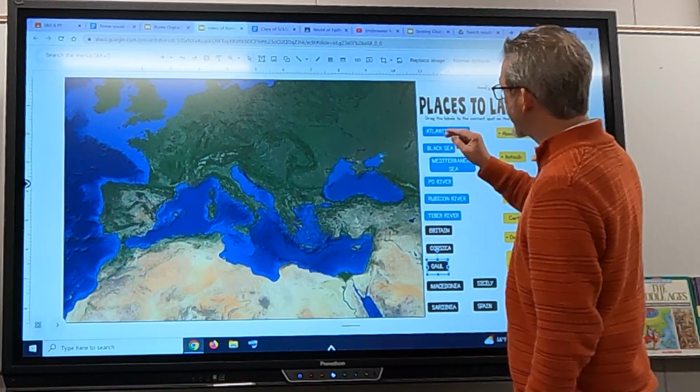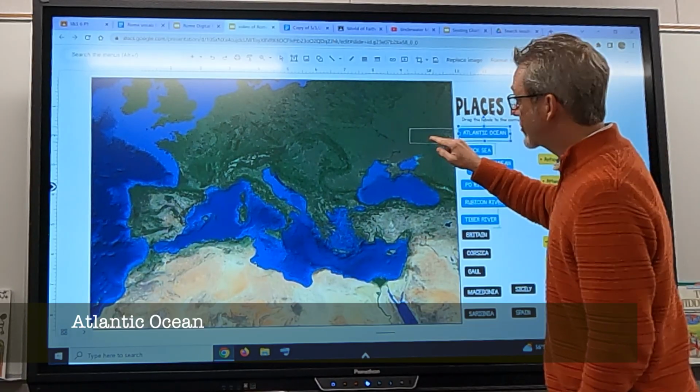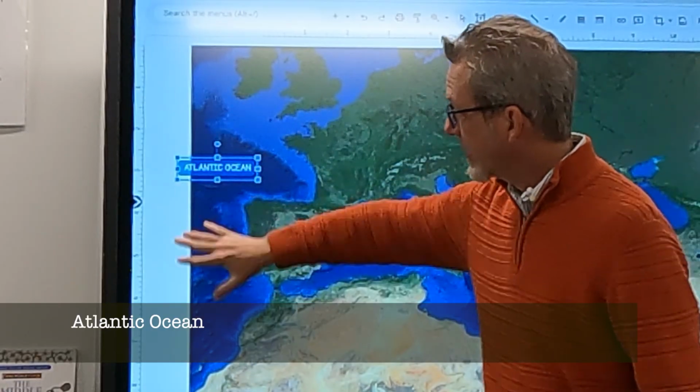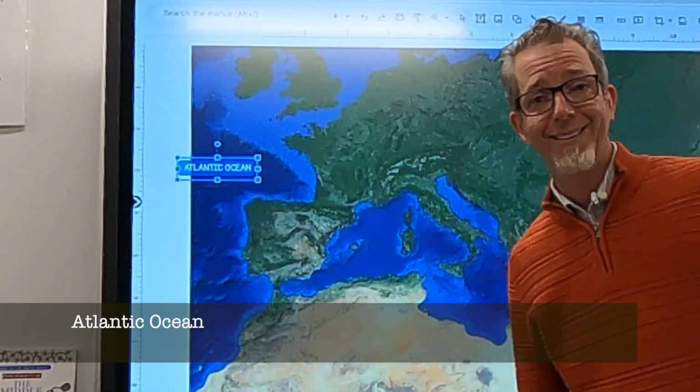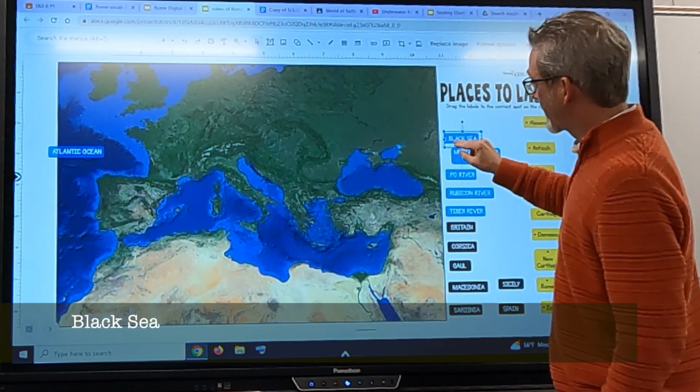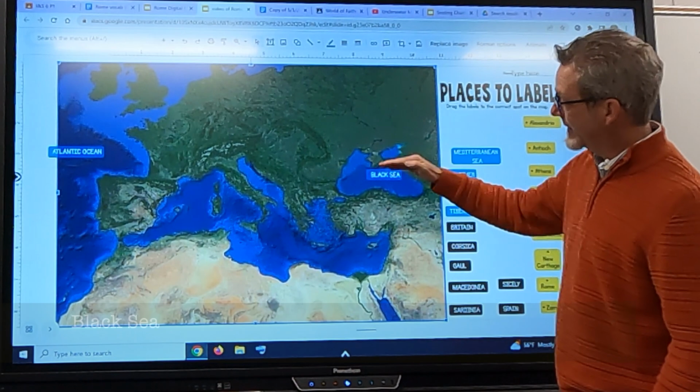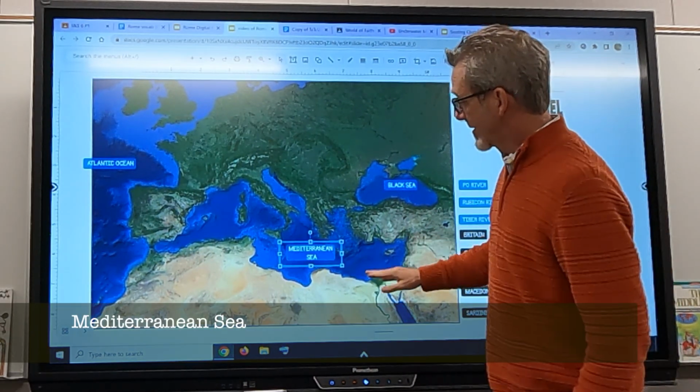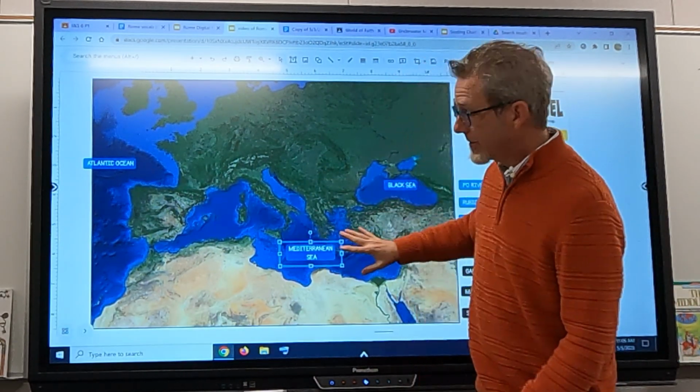So let's go. First of all, we've got the Atlantic Ocean. Atlantic Ocean is all the way over here. This body of water, all the way out here, is the Atlantic Ocean. Next is the Black Sea. The Black Sea is this little sea right here. This is the Mediterranean Sea down here. Mediterranean Sea, this whole area here is the Mediterranean Sea.